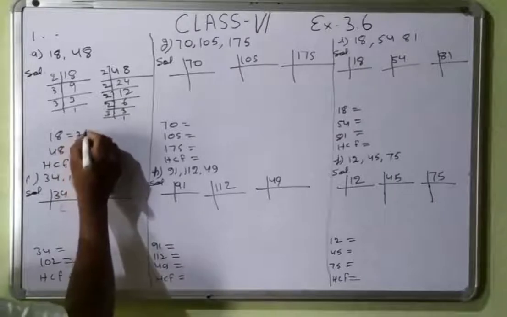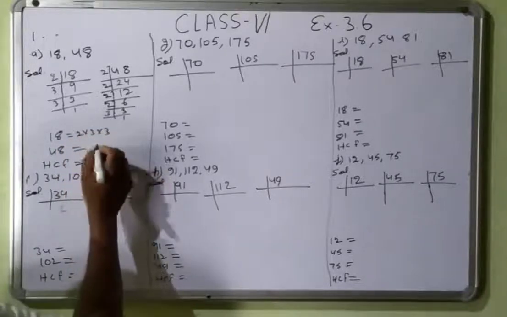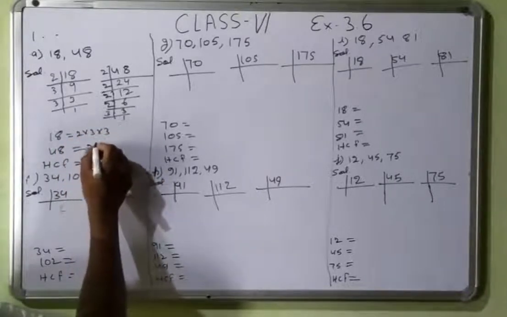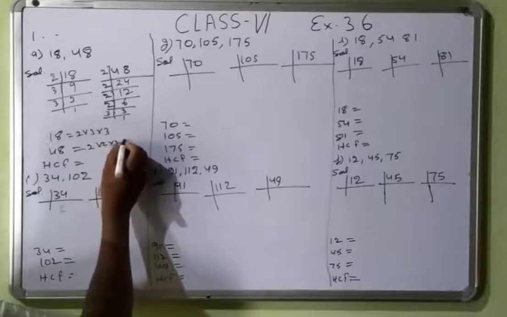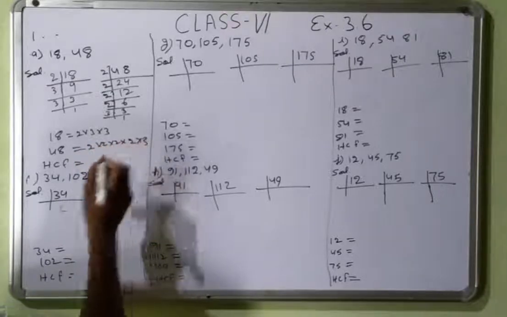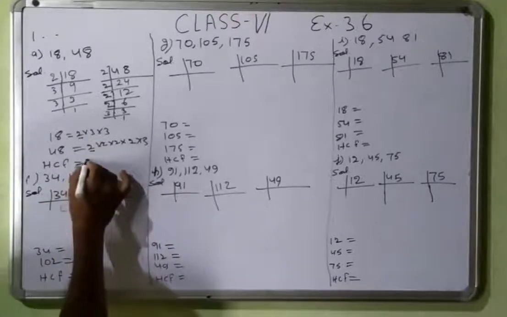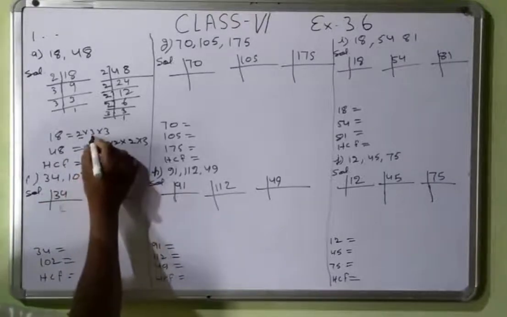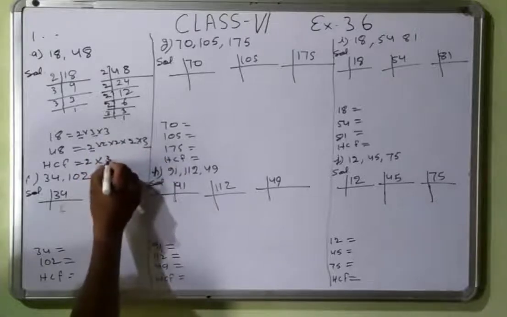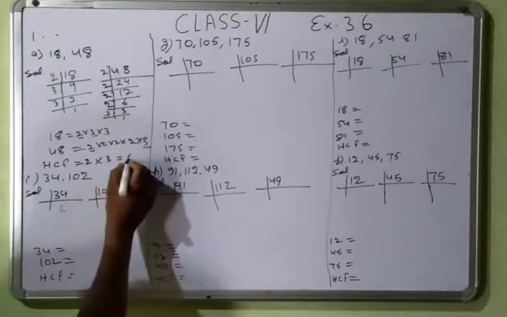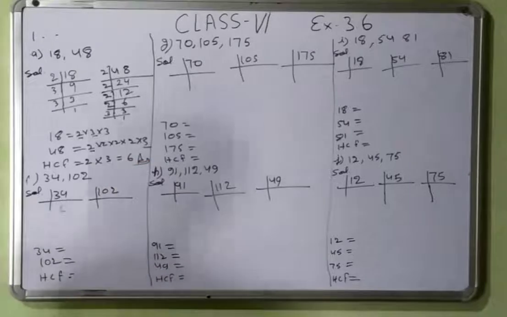So the factors of 18 are 2 into 3 into 3, and the factors of 48 are 2 into 2 into 2 into 2 into 3. So the common one is this 2, and then 3 is also common. The others are not common, so that is the answer, 6. Right? And then F part.